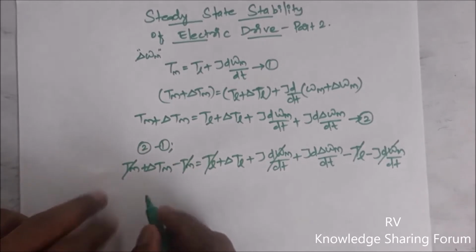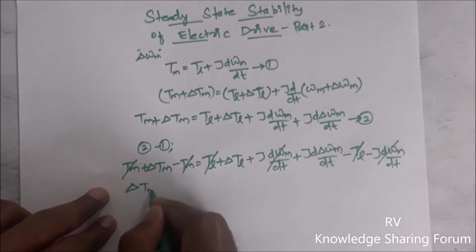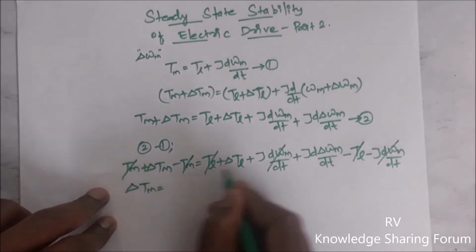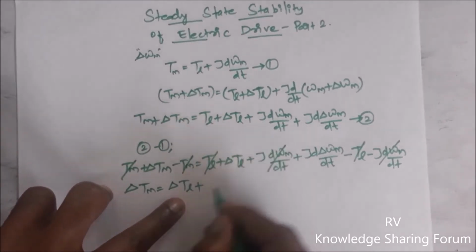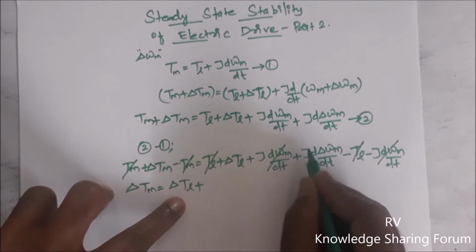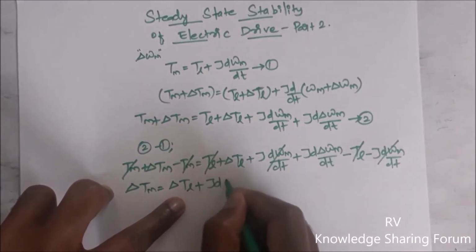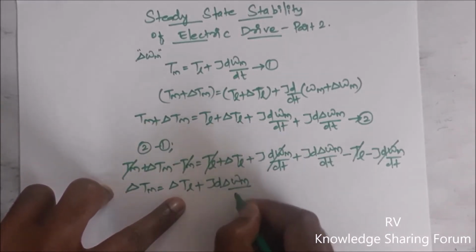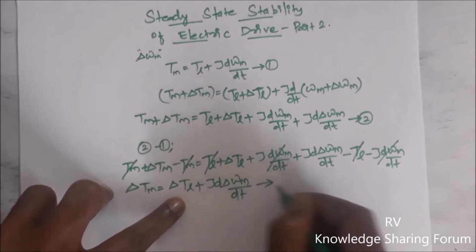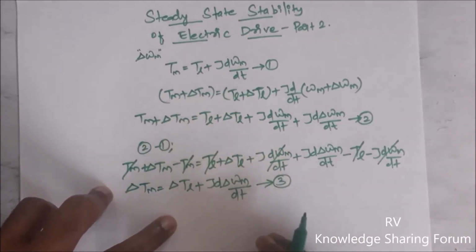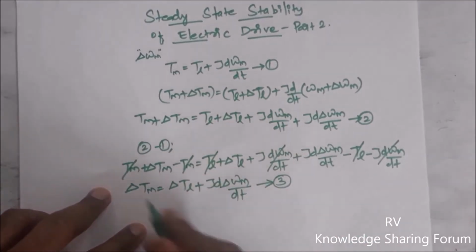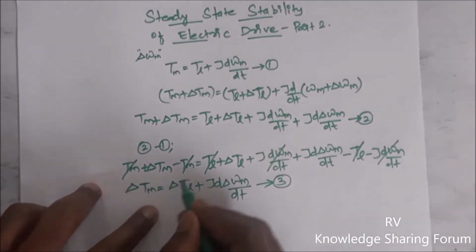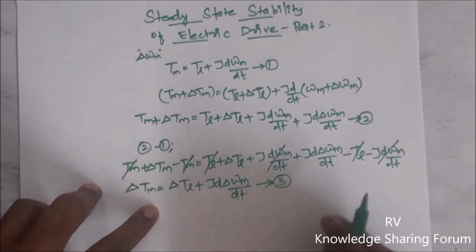Therefore, now we will have delta Tm is equal to delta TL plus J d delta omega m by dt. Let this equation be number 3. Now, let us try to find out the value of this delta Tm and delta TL.